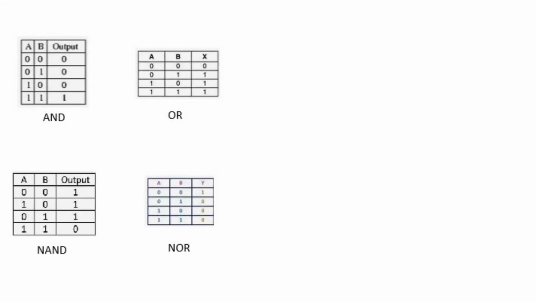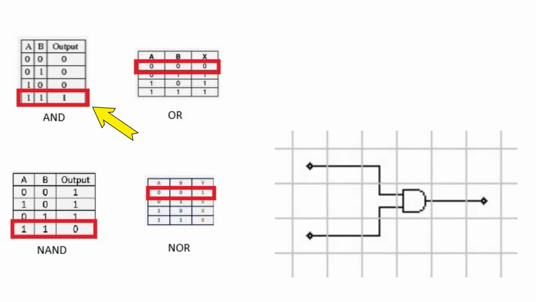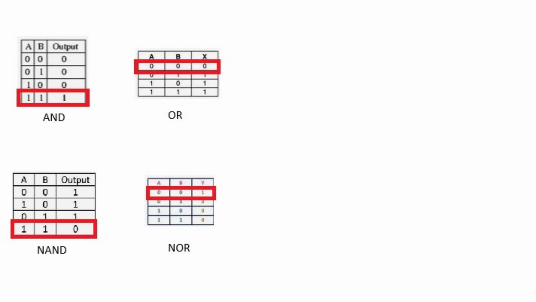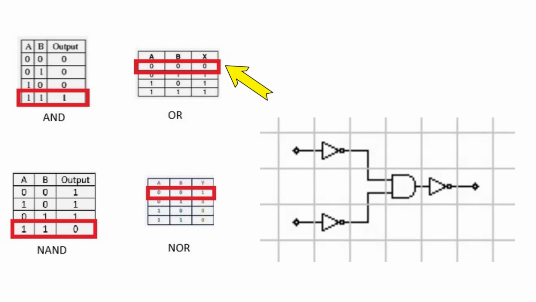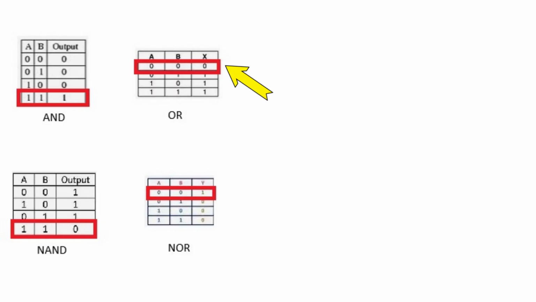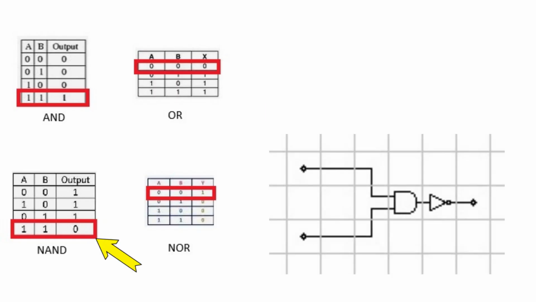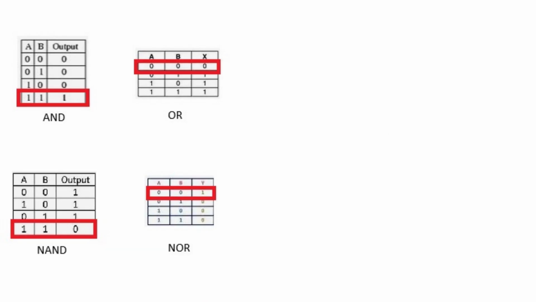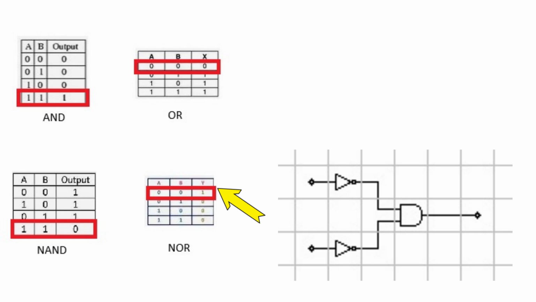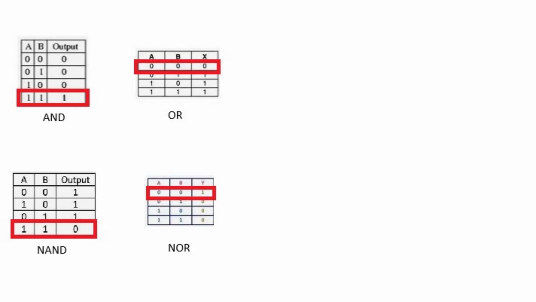Let's compare the gates side by side. For an AND gate, the output is high if both inputs are high. For an OR gate, the output is low if both inputs are low. For a NAND gate, the output is low if both inputs are high. For a NOR gate, the output is high if both inputs are low. As you can see, all the gate types can be derived from AND gates and inverters.